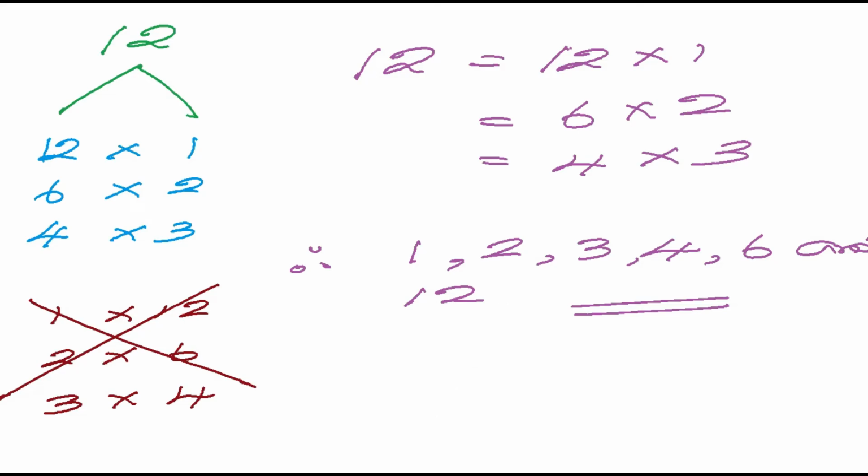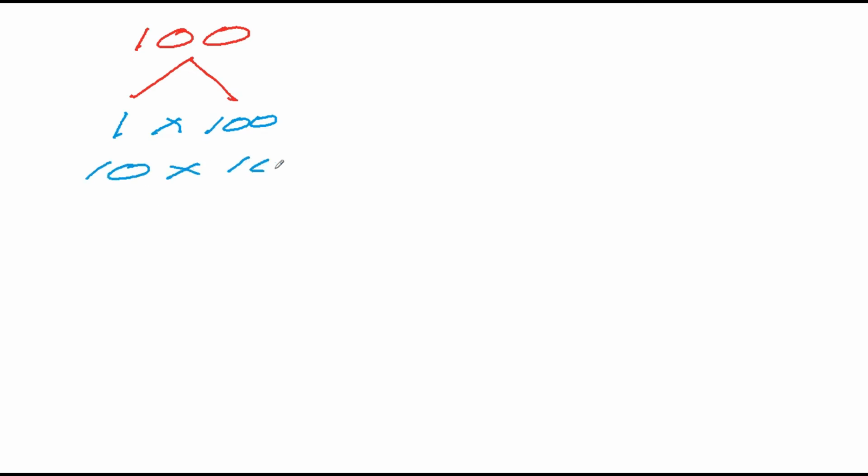Let's try another example. I will take a larger number, 100. What do you say? Can we factorize number 100? Let's give it a try. The simple method is 1 into 100. Okay, another way? Yes, 10 into 10, correct. Are there any other ways? Of course, yes. What about 25 into 4? 25 into 4 will create 100. Yes, therefore 25 and 4 are definitely going to be factors of 100.